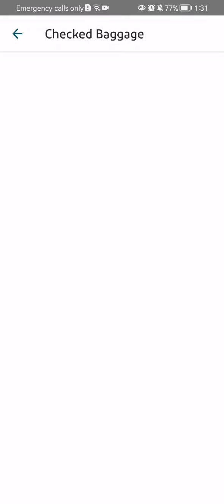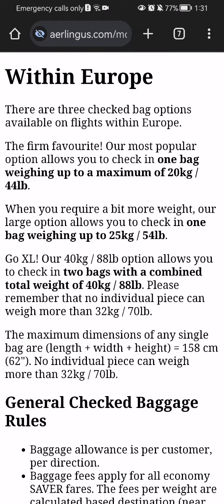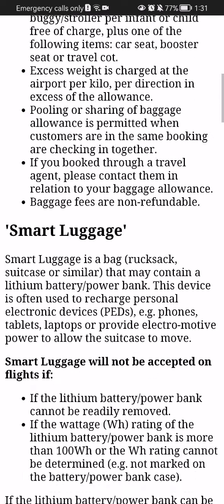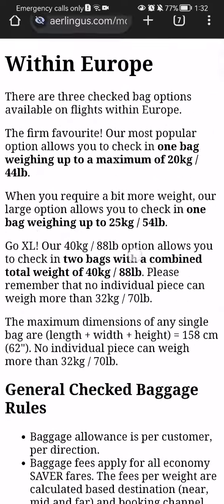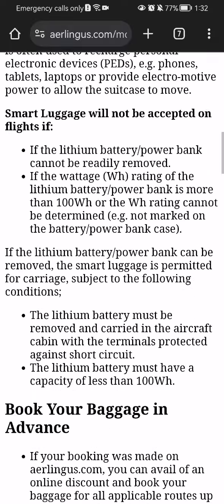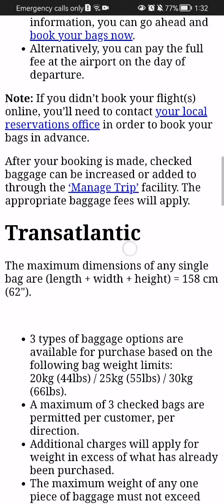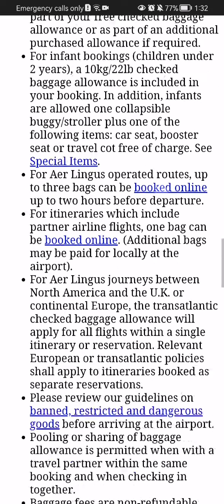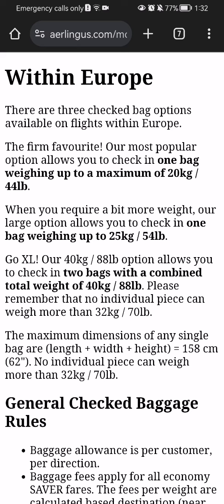After doing so, you have to wait a little bit until the page loads in. And you can see all the information about the baggages here, and you can read all about it if you want. Now it is segmented within Europe, and if you scroll down you can see that then it starts from transatlantic, and basically this is how it is categorized and ruled. So anyway, you can read all about the baggage rules here.